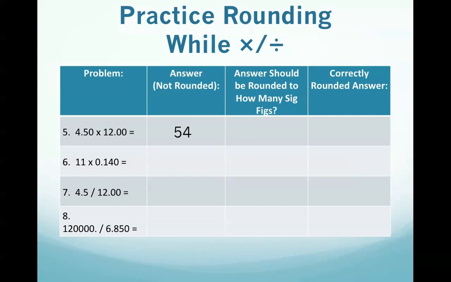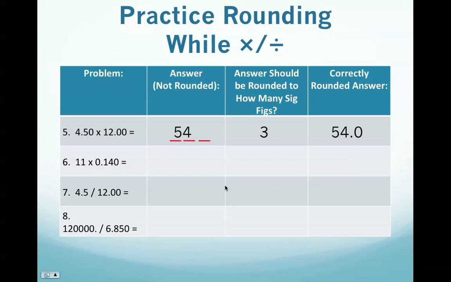So for number 5, in my calculator, you get 54. The answer should be rounded to how many sig figs? Well, 4.50 has 3, 12.00 has 4, so I need at least 3 sig figs in my answer. Right now I only have 2. So that means that I need to add a 0 at the end of it to correctly show the 3 sig figs in the precision.